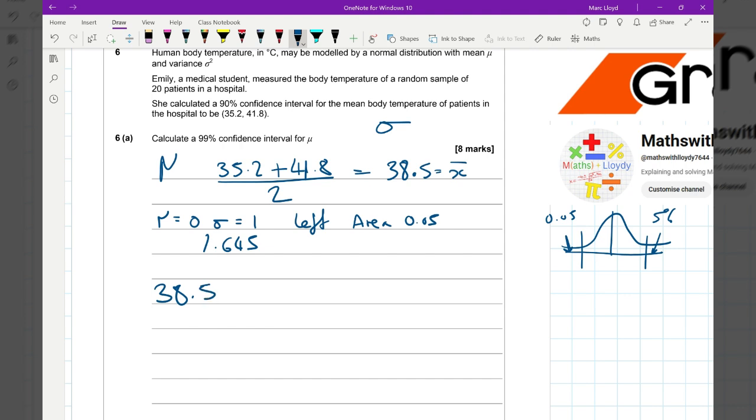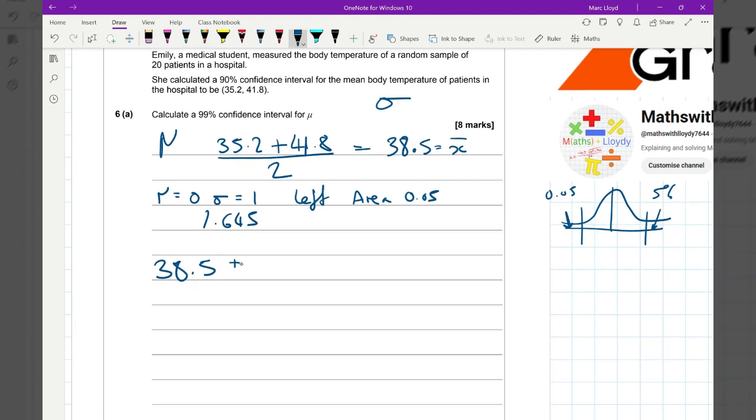So we've got 38.5, which is our mean. It's going to be plus or minus 1.645 lots of the standard deviation over the square root of our sample size, which is 20. And that's going to equal 35.2, or it's going to equal 41.8. So for me, I'm going to add it, and I'm going to go with 41.8 so that my numbers can stay positive.